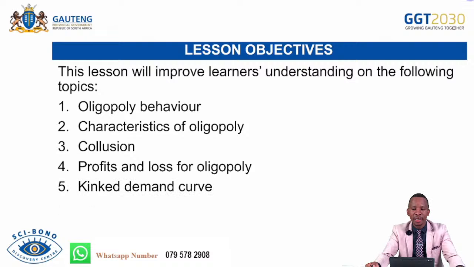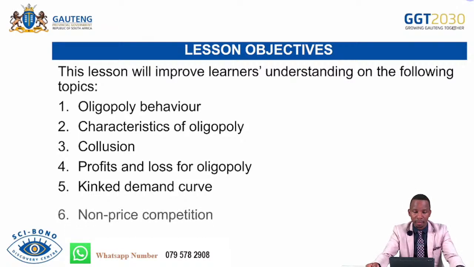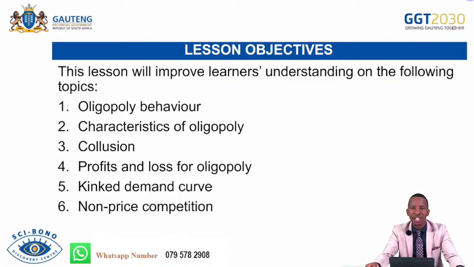And then the kinked demand curve for the oligopoly will be explained. The reason why it's so kinked will be explained. The reason for these two segments that are there will be explained. And then non-price competition strategies used by oligopolies will be explained. Remember, oligopoly does not compete using the price because that leads to a price war. They always use non-price competition strategies in order to improve or increase their sales.